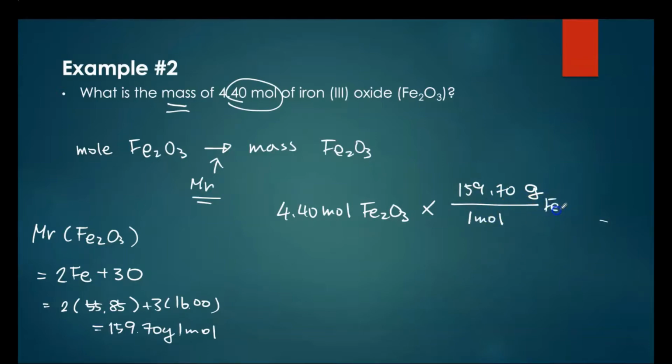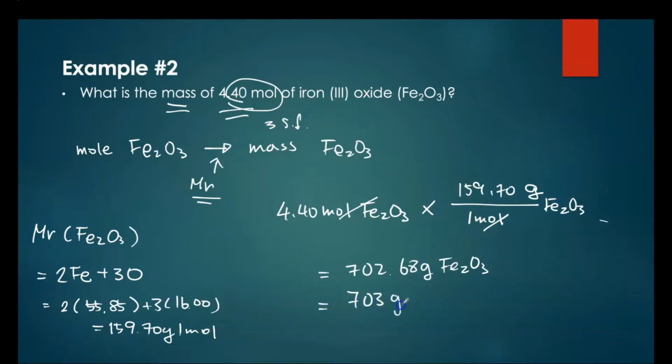Then we can cancel off this unit, and our final answer is 702.68 gram of Fe2O3, and our significant figures from the question is 3. So our final answer should have 3 significant figures: 703 gram Fe2O3. That's the final answer.